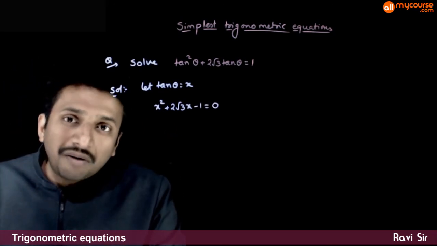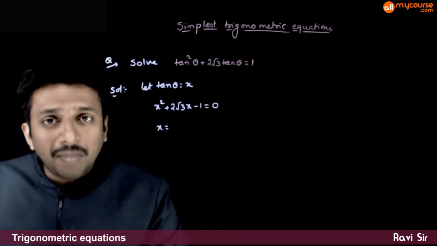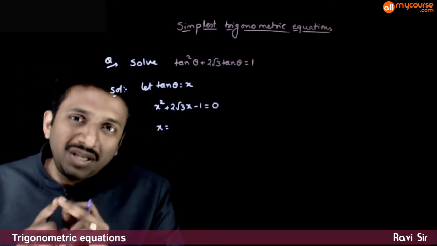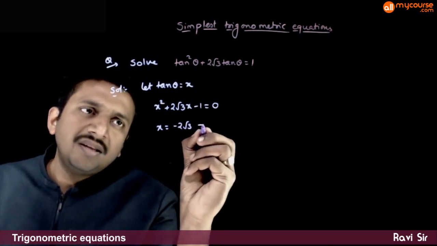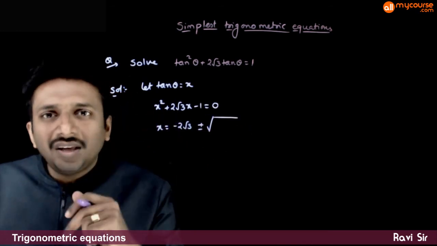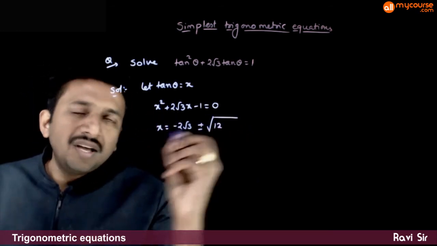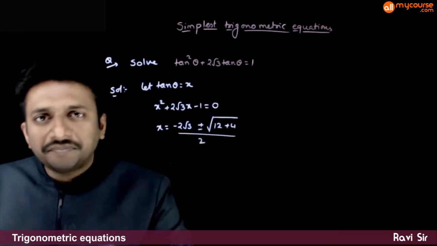So what is the root of this quadratic equation? x is equal to minus b plus or minus root of b square minus 4ac, by 2a. There is minus 2 root 3 plus or minus root of b square, 2 root 3 whole square is 12, minus 4ac, you have plus 4, by 2a.